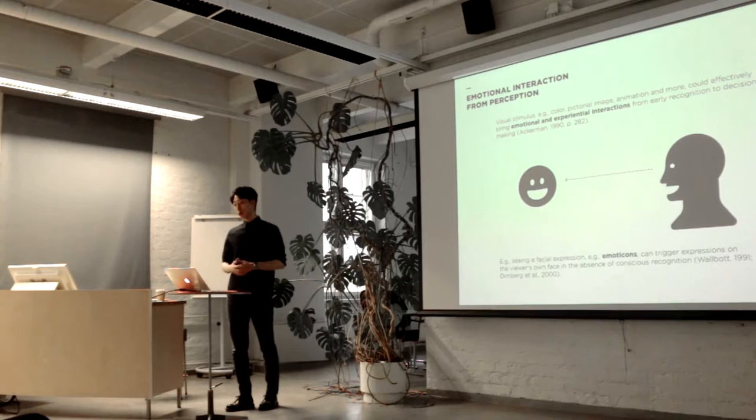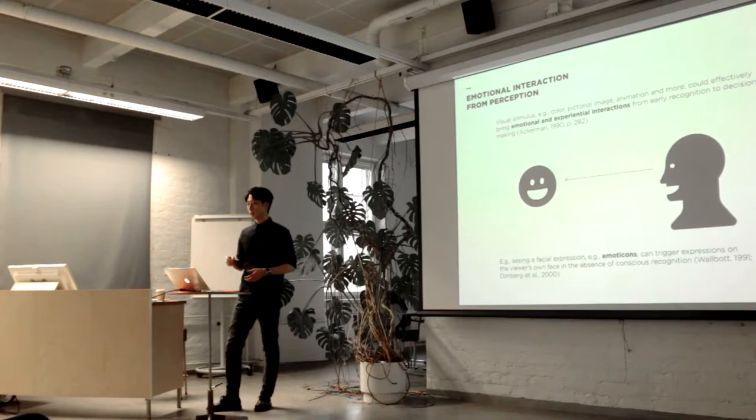Our visual perception can bring emotional interaction as well. Visual stimuli like color, pictures, images, animation, and more can effectively bring emotional and experiential interaction, from early recognition to decision making. For example, when you see this emoticon here, it can trigger an expression on the viewer's own face in the absence of conscious recognition.